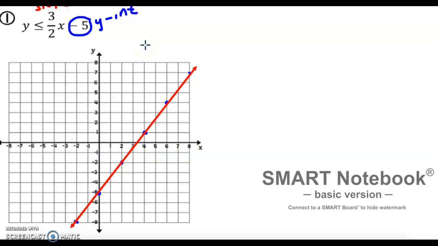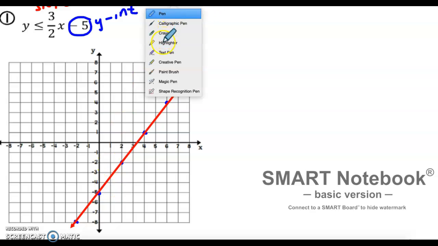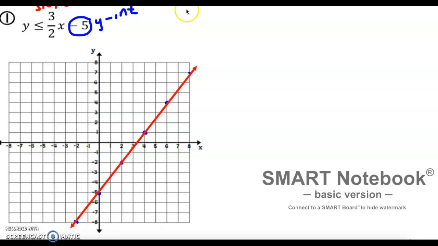So the inequality symbol told us what type of line to draw, and it also tells us where to shade on the graph. So the region on the graph that gets shaded in, that's where all of the solutions to the inequality live. So here, since y is less than or equal to 3/2 x minus 5, we're going to shade below our line because less than means below. So you're going to shade in everything down here. And now you've graphed the inequality.